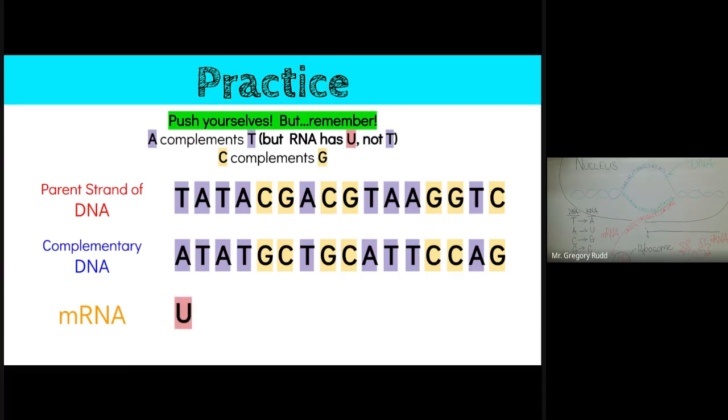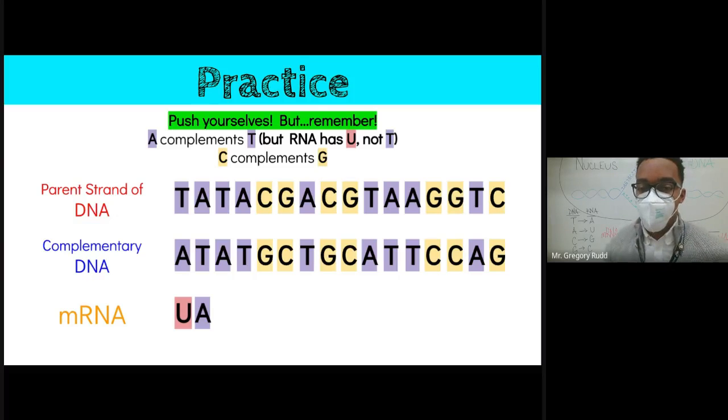So we're transcribing this. A is going to become U. Everywhere I see an A, there's going to be a U. What's going to come next? Good. Everywhere I see a T, this is what we call transcribing. How do you feel about that, Ayana? You feel good? Okay. Alex, how do you feel about it? Okay. We'll keep practicing with it.